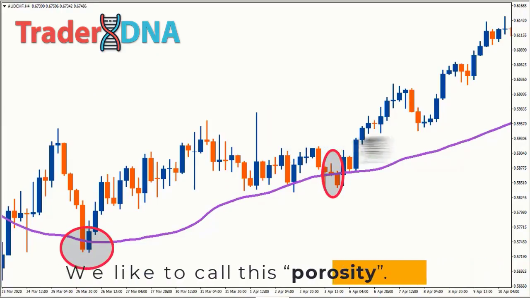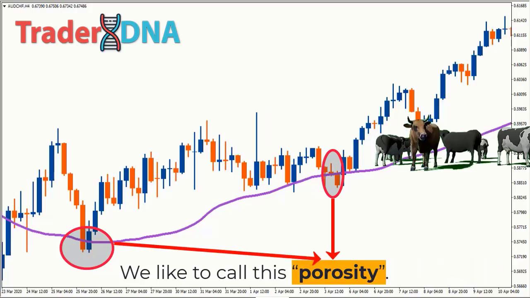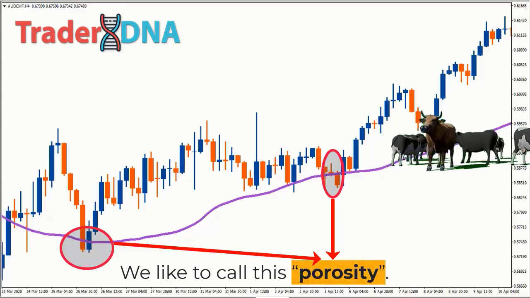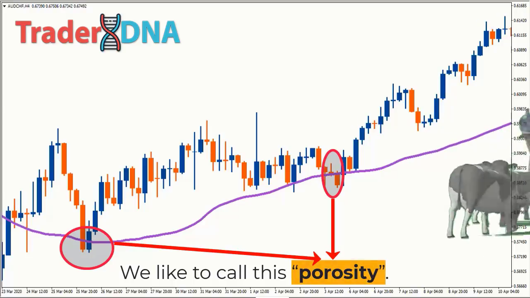It's like a cow leaning through the fence to see if the grass is greener on the other side, only to return back to the same pasture. This is often a rookie mistake to make, as the stock will likely recover and continue in the direction of the primary trend. The key is price action signal.